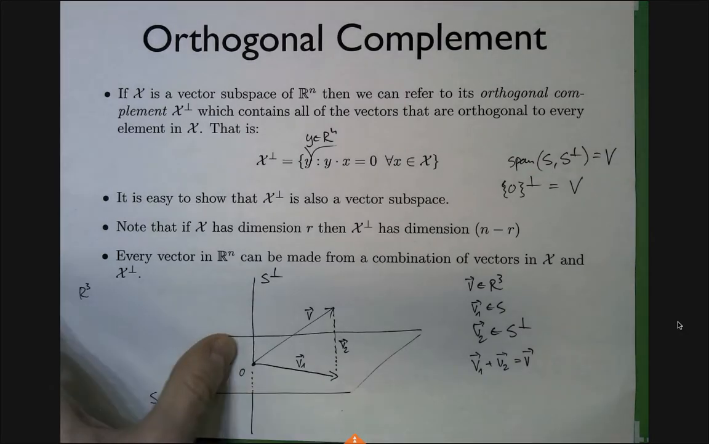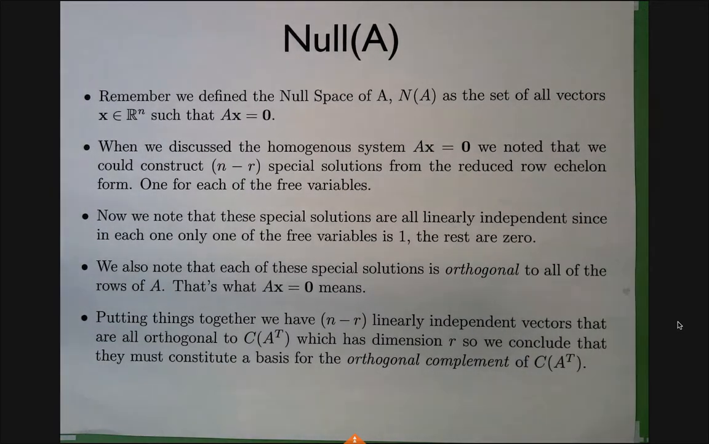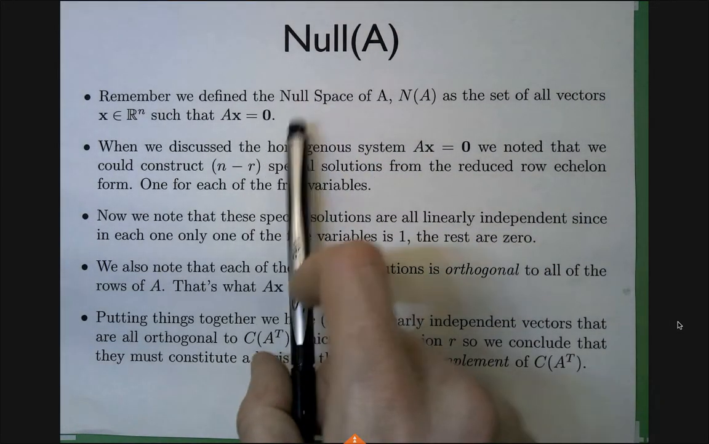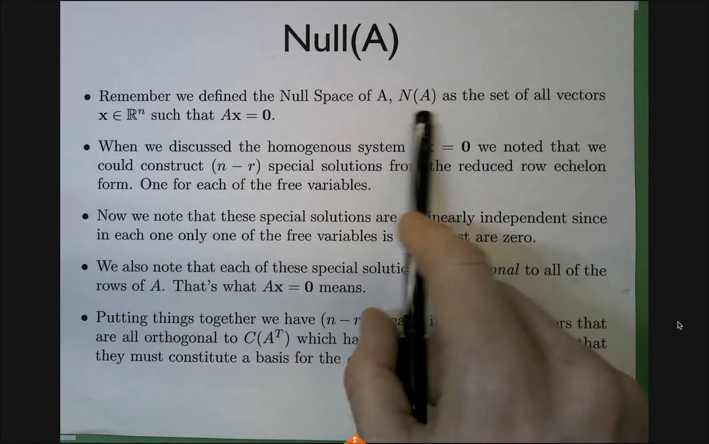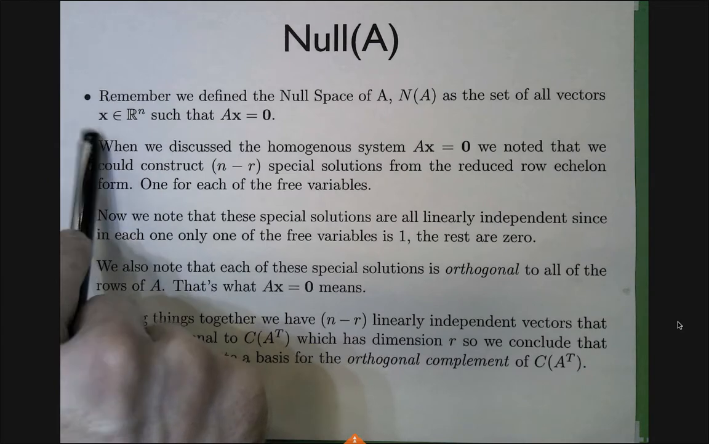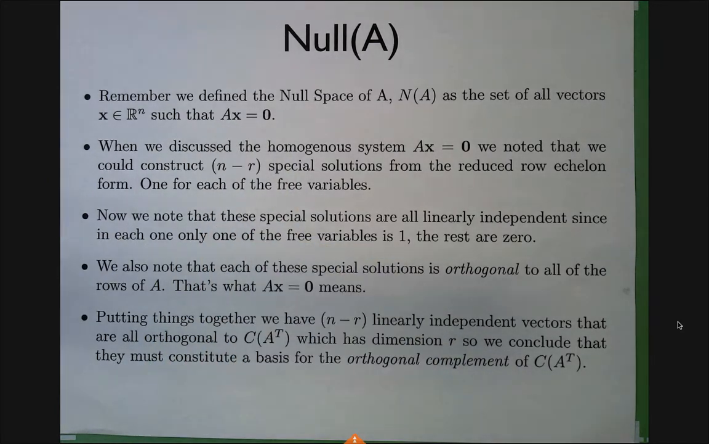So a few more comments about the matrix subspaces. Let's talk for a little bit about the null space to understand it a little bit better. So I said before that the null space is defined as the set of all vectors x such that the matrix sends them to 0. Okay.